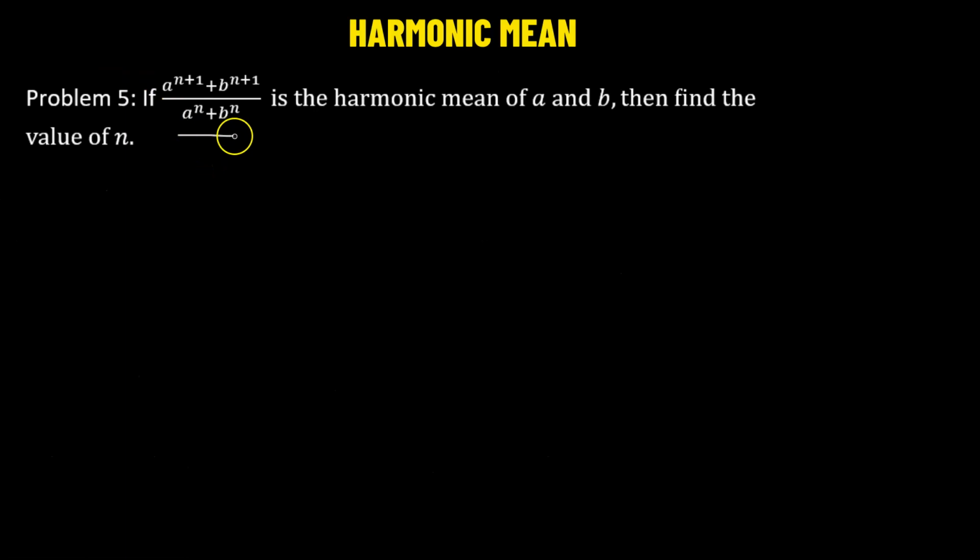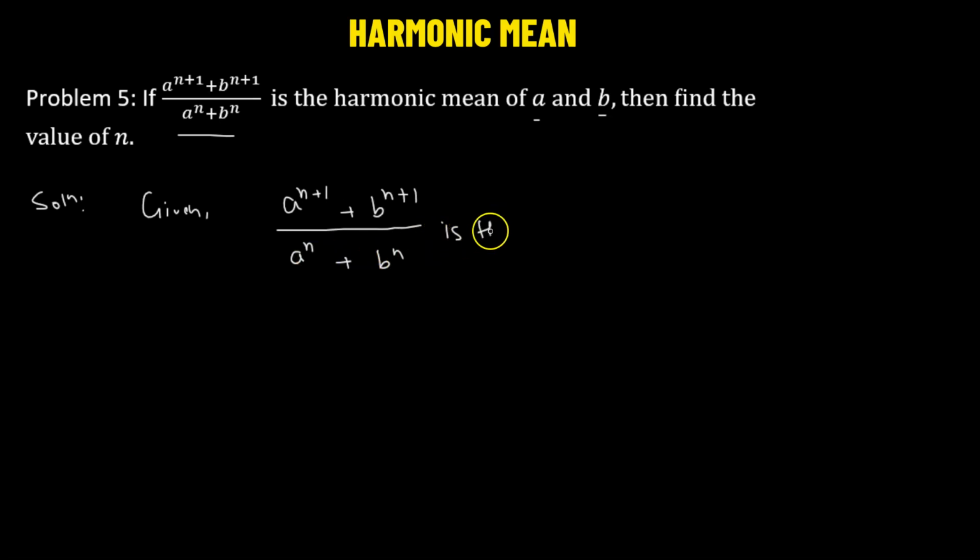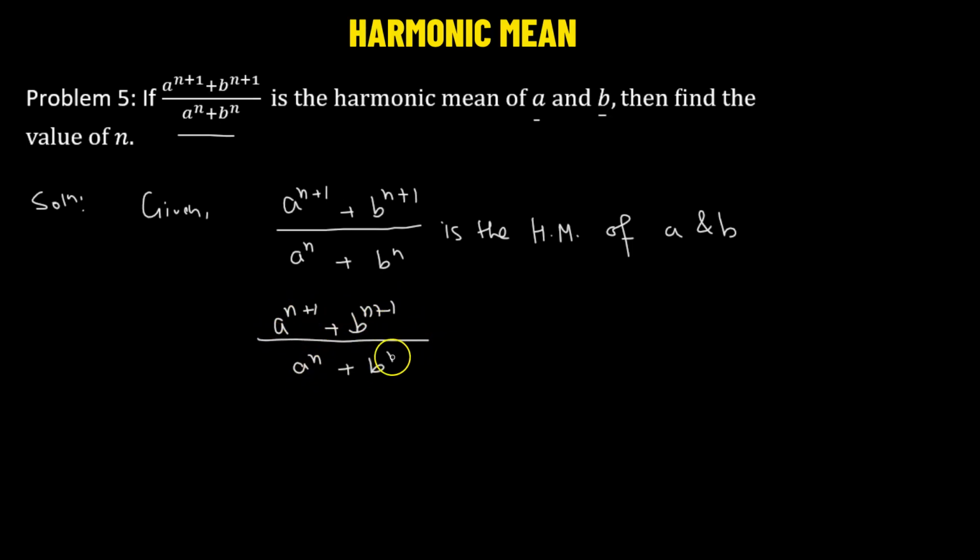Problem number 5. Here it is provided that we have the harmonic mean of a and b. Using this information we need to find the value of n. So let us begin. It's given that a raised to the power of n plus 1 plus b raised to the power of n plus 1, divided by a raised to the power of n plus b raised to the power of n, is the harmonic mean of a and b. That would mean that this must be equal to, now what's the harmonic mean of a and b?